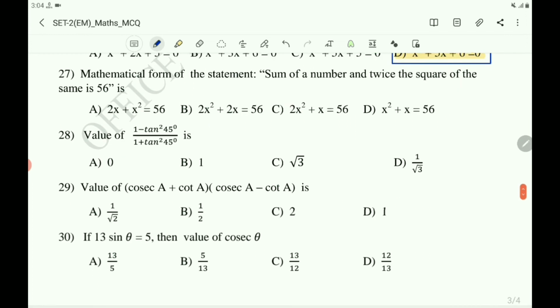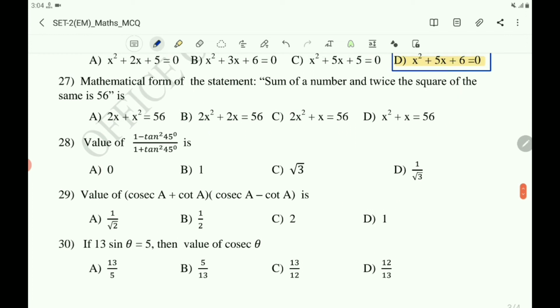Then you take question number 27. Mathematical form of the statement: sum of a number and twice the square of the same is 56. Here, the sum of a number means x, plus twice the square of the same. Twice the square of it means 2x square, equals what?